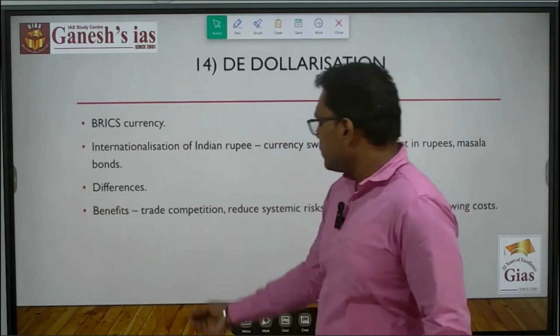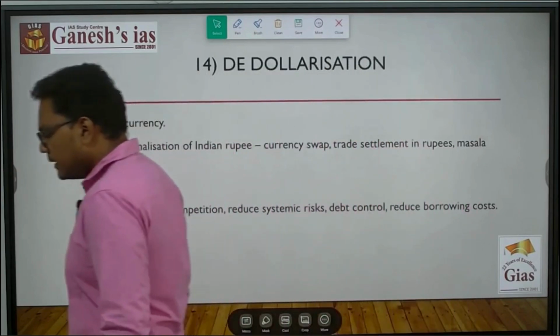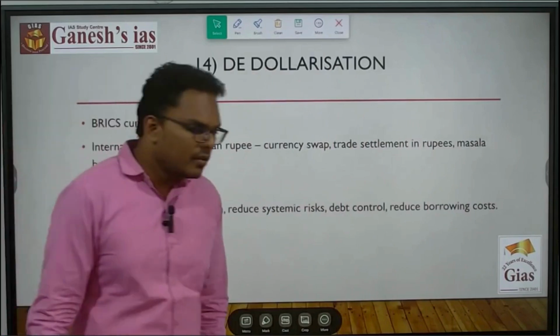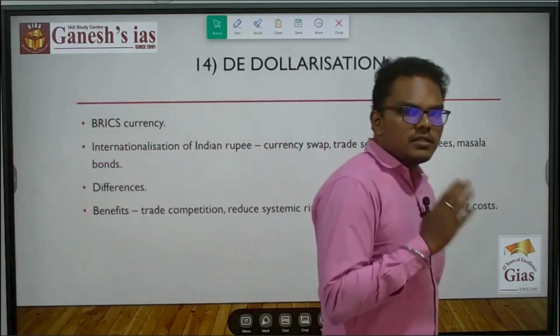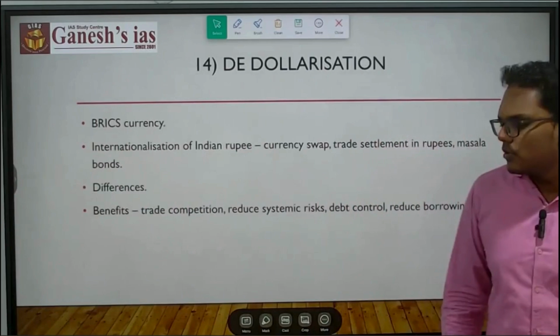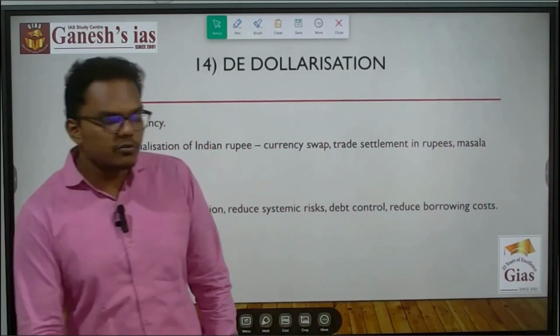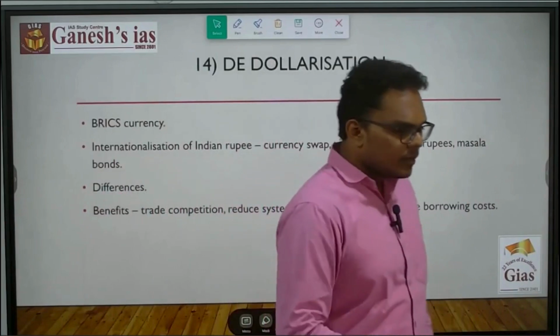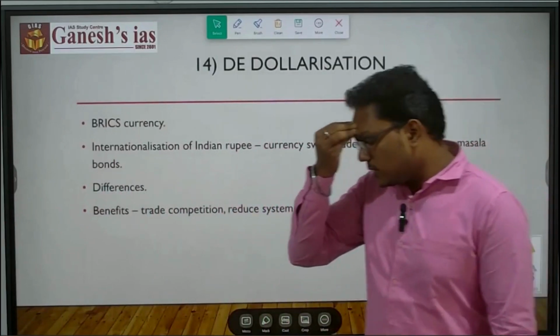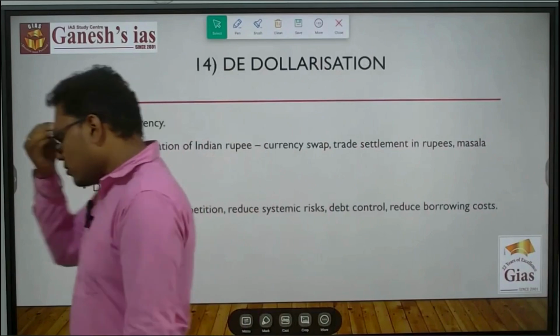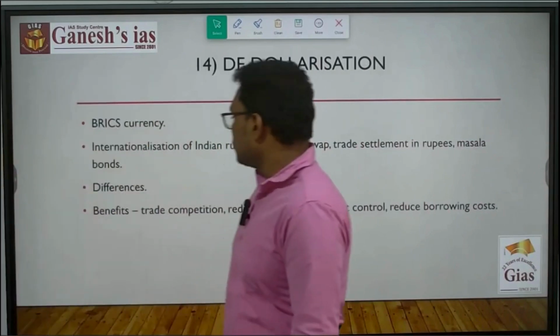And then you need to know the difference between de-dollarization and internationalization. De-dollarization is purposefully reducing the influence of the dollar, whereas internationalization of the rupee has nothing to do with a purposeful decline in the influence of the dollar, but you promote the rupee. So that's the difference between these two.